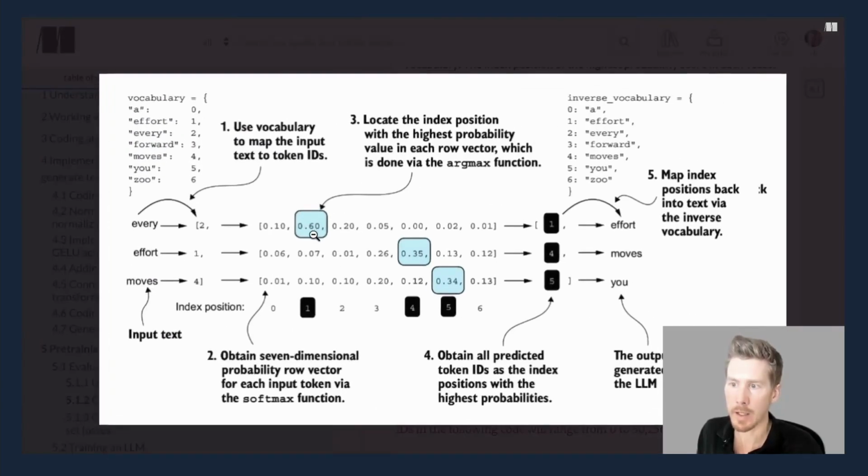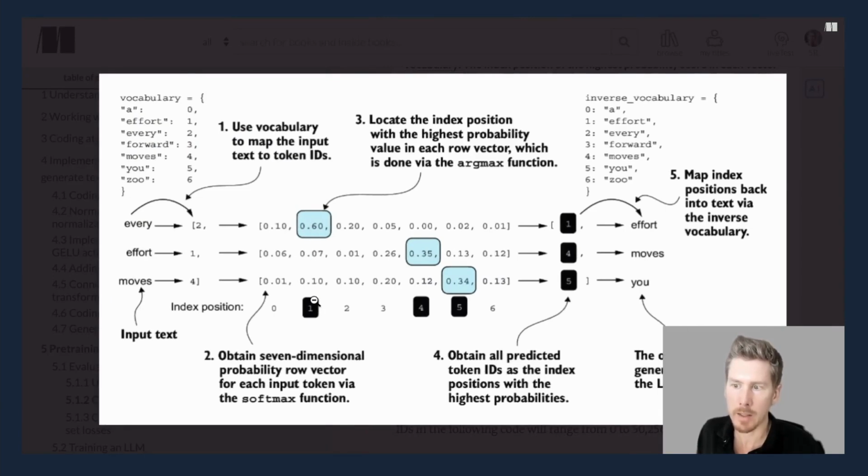So here I want a high probability here. We have a 60%, it's the highest probability. If I look up the index position, so 0, 1, 2, 3, 4, 5, 6, 0, 1. So this is index position 1, and this corresponds to effort. This is good. This is what we want.